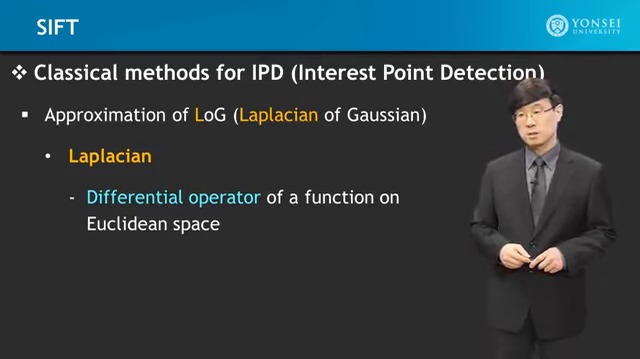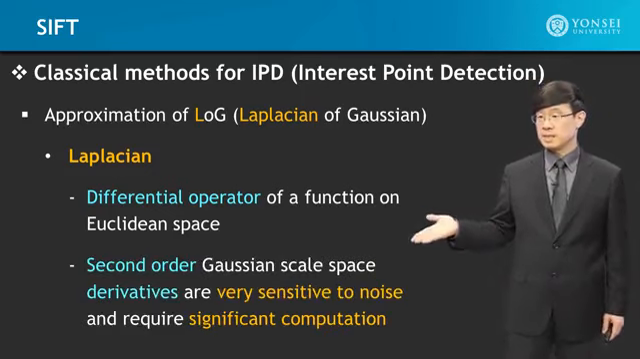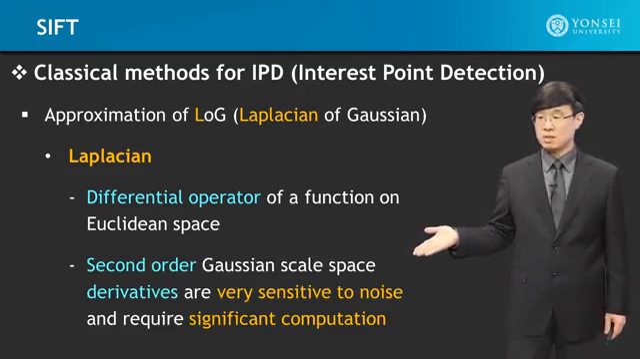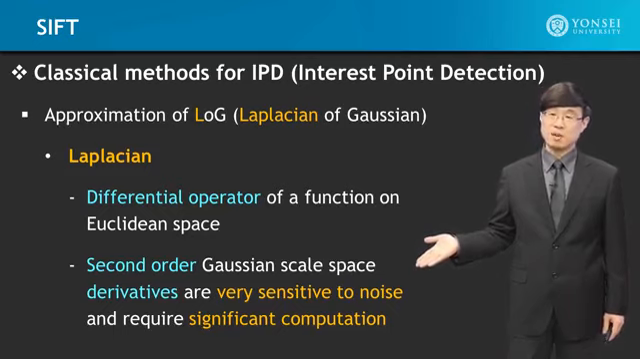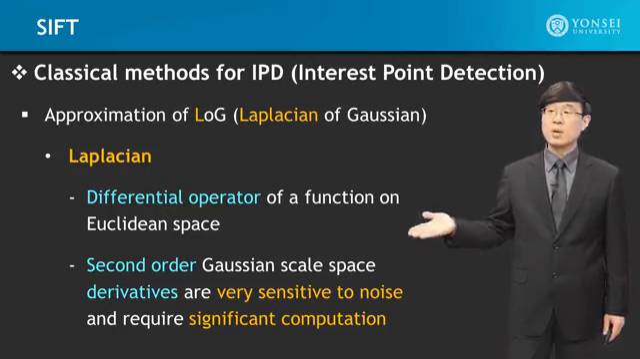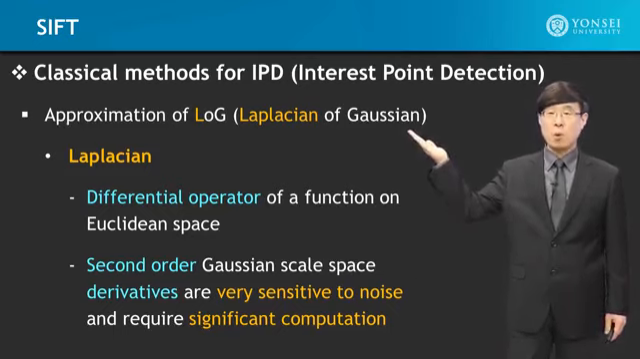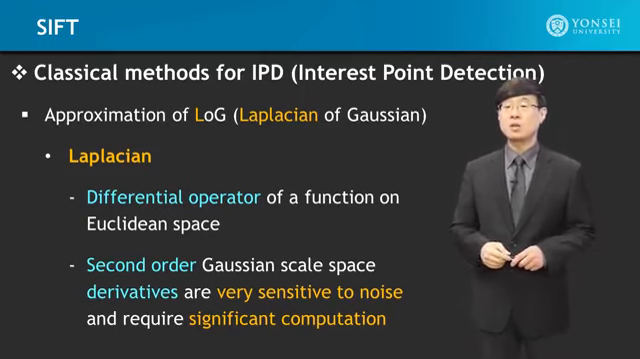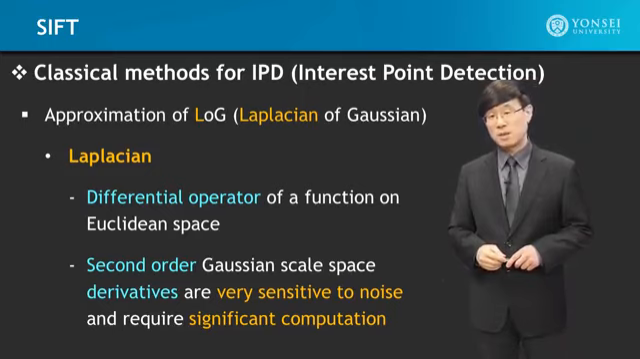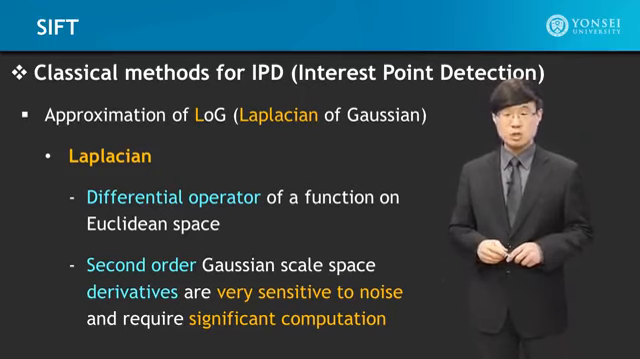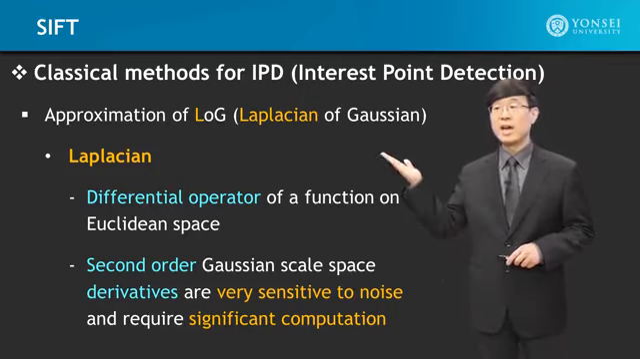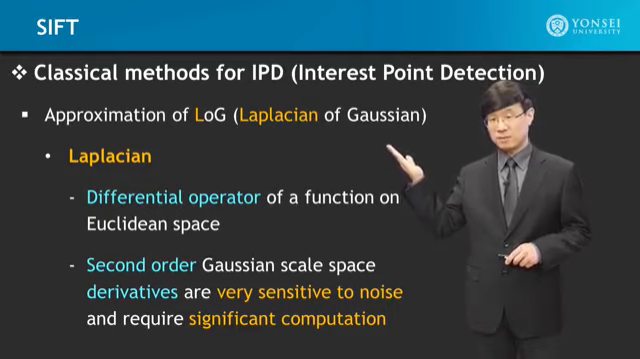binary operations. Here, this scheme has a second-order Gaussian scale space derivative-based process, and this here is sensitive to noise and requires a lot of computation. This is one of the reasons that we want to avoid the Laplacian process, and that is why we want to have approximation methods. And that is why DoG technology is used instead of LoG technology in SIFT.